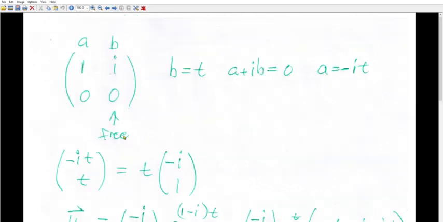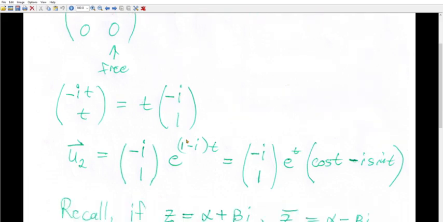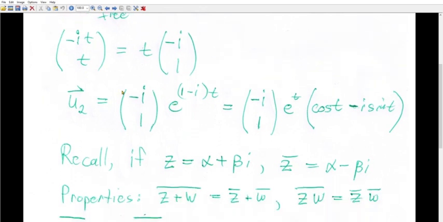So we have a free column here. We read across, b is t because that's for the free column. This equation is a plus ib is 0. That means that a is minus ib, which is minus it. Our eigenvector is then (-it, t), which is t times (-i, 1). u2 is going to be the eigenvector times e to the eigenvalue, which is (1 minus i)t.